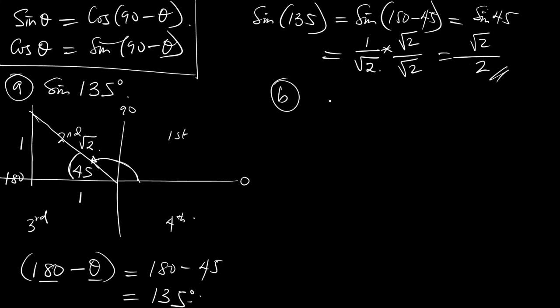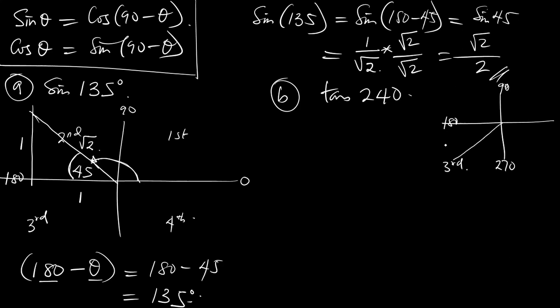Then for B, we are given a problem which is tan 240. Now tan 240, if you look at the coordinate, here is 90, here is 180, here is 270. So you see it falls in the third quadrant. So in the third quadrant, we draw a line like this. Now here will be theta.